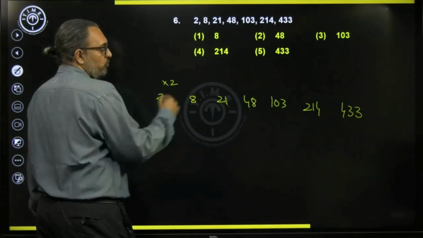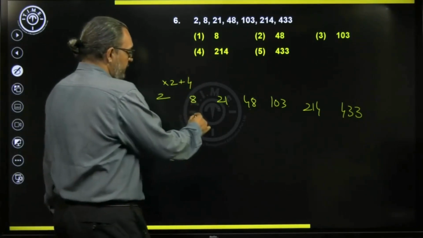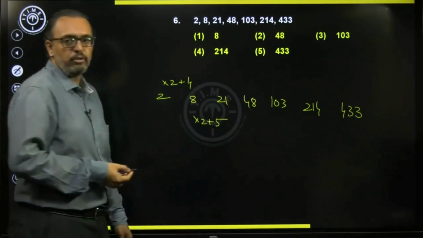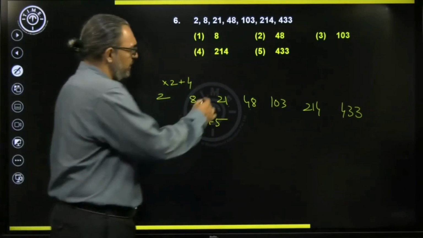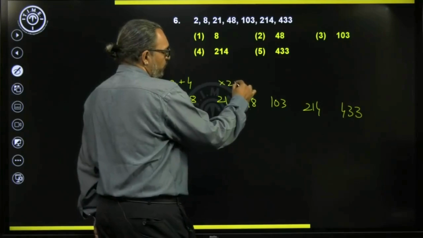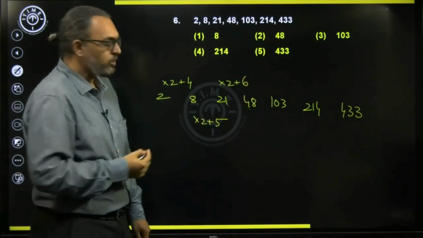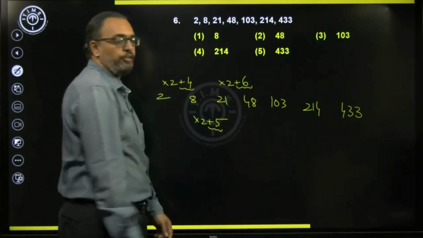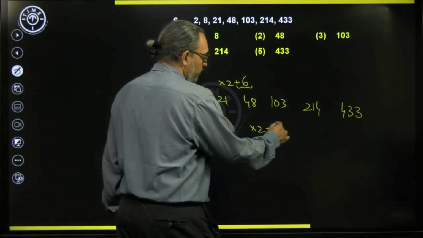So 2 into 2, 4 plus 4 gives me 8. Then 8 into 2, 16 plus 5 gives me 21. Okay, plus 4 plus 5, that means the next will be plus 6. Now 21 into 2, 42 plus 6, correct, gives you 48. So now the addition is increasing as natural numbers 4, 5, 6. So the next has to be 7 into 2 plus 7.